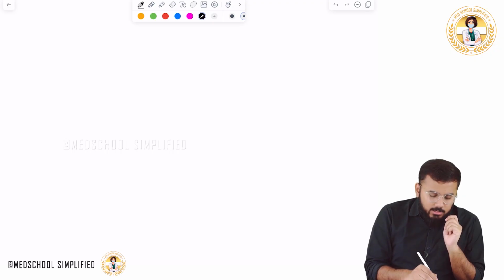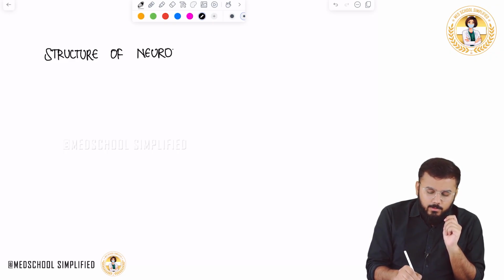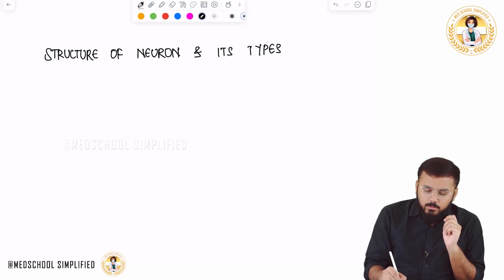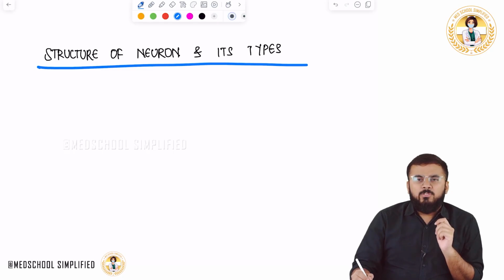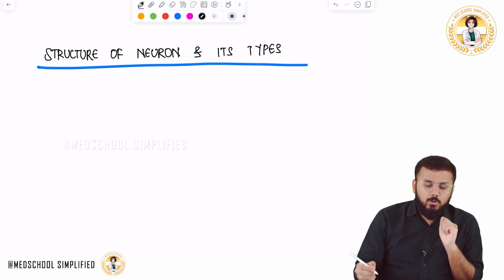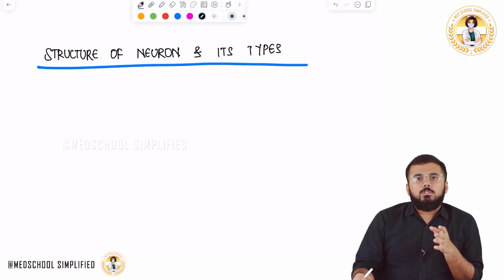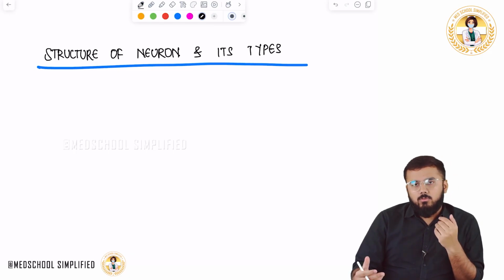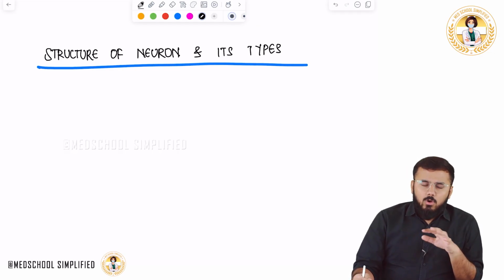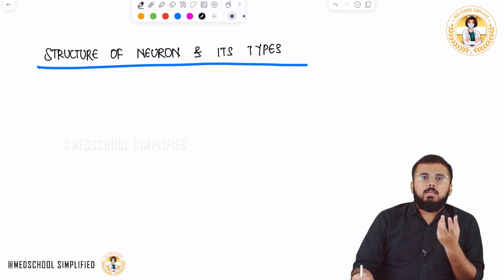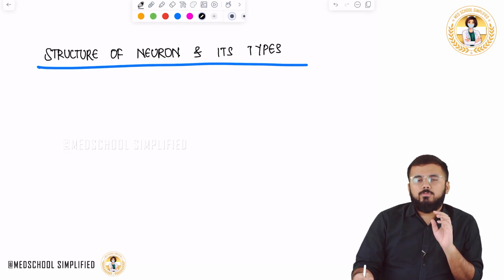So the first important thing is the structure of a neuron and its types. Now, when it comes to the structure and types of the neuron, first of all, you have to know about these neurons, nerve cells, nerve fibers, and surrounding the neuron you also have some cells called glial cells. So all these things are discussed under nervous tissue. All these things are the components of nervous tissue.